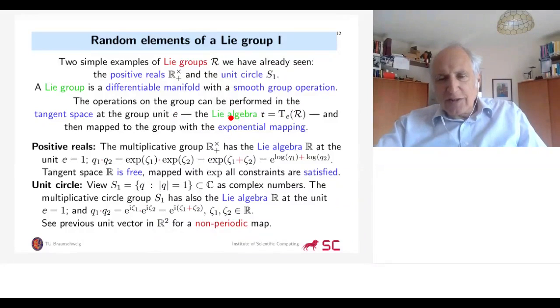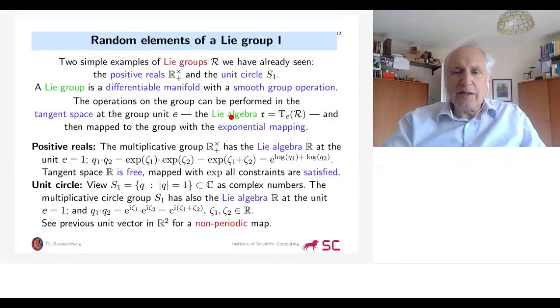And it's actually not just a linear space, it's an algebra, but we don't need the Lie product in this case. And it can be mapped into the group with what's called the exponential mapping, and often this is really the exponential. So the first one we know is the positive reals, because that's a multiplicative group. And the Lie algebra is just all the reals at the unit E. And of course, it carries sums in the Lie algebra into multiplication in the group.